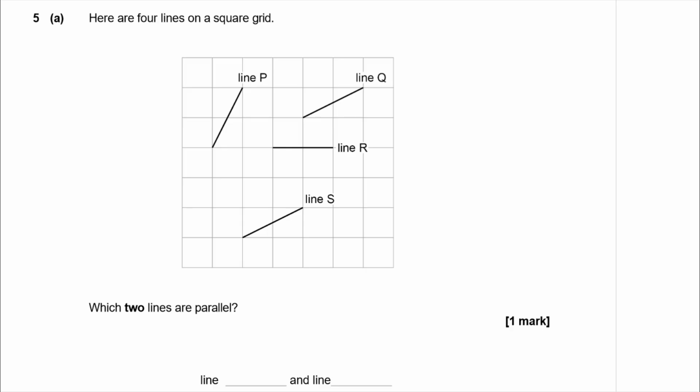Question 5a. Here are 4 lines on a square grid. Which 2 lines are parallel? Okay. Well, it's definitely not R, is it? Because that one's going in its own direction. It's going to be out of P, Q, and S.